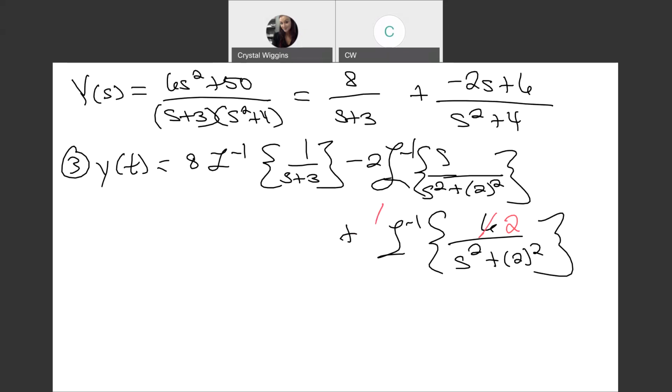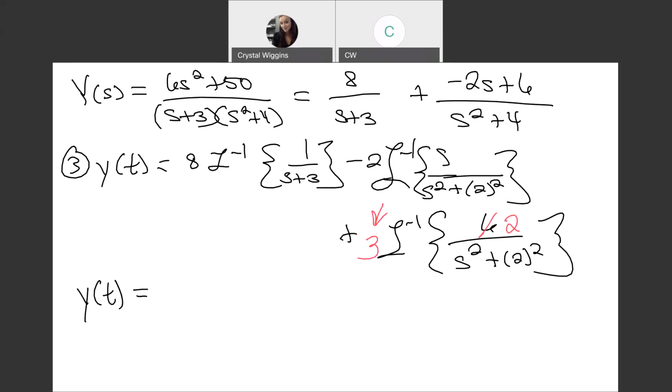Sorry, that 3 didn't belong there. That was part of my compensation to get that 2. So a 3 comes on the outside of this last one in order to multiply by 1/3 inside to get that to fit the formula in the table. So altogether, we get a solution.